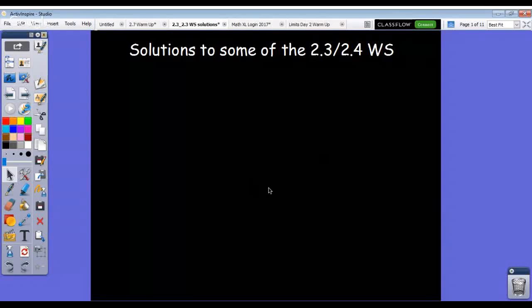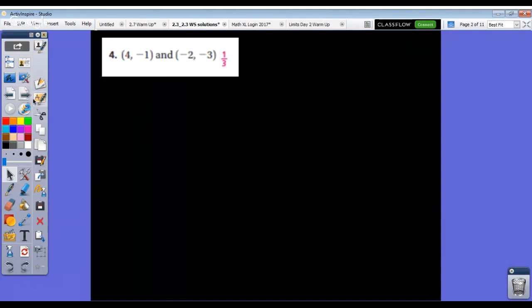All right, hello everyone. I'm showing you some of the solutions to the 2.3, 2.4 worksheet. I'm going to start off with 2.3 and we are going to look at number 4, which asks us to find the slope given 2 points.